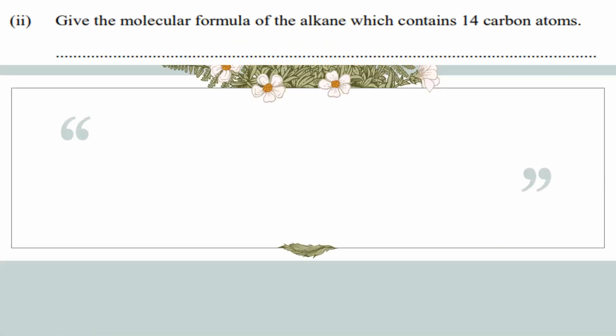So here is the question. What it says: give the formula of the alkane which contains 14 carbon atoms. So we have to write the formula. We know how many carbon atoms are there? Carbons are 14. And what is the general formula of alkane? General formula of alkane is CnH2n+2.